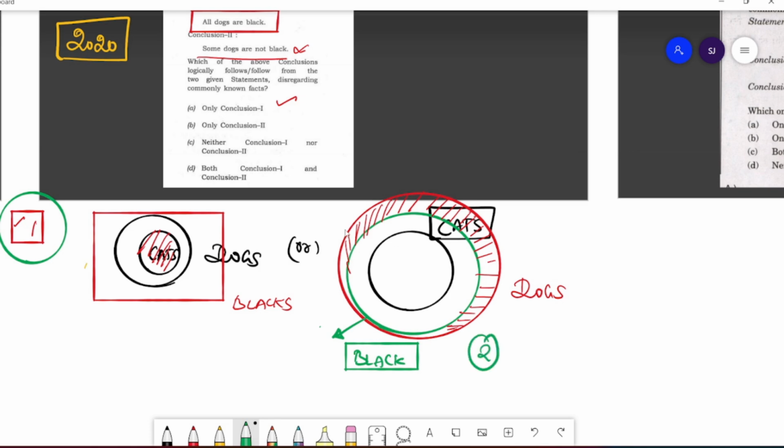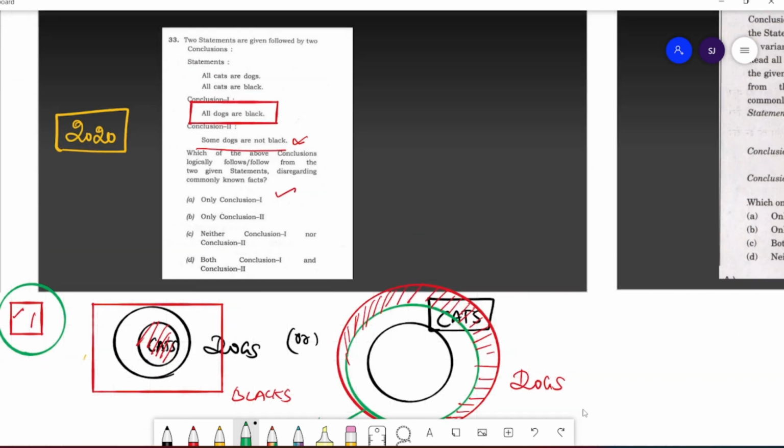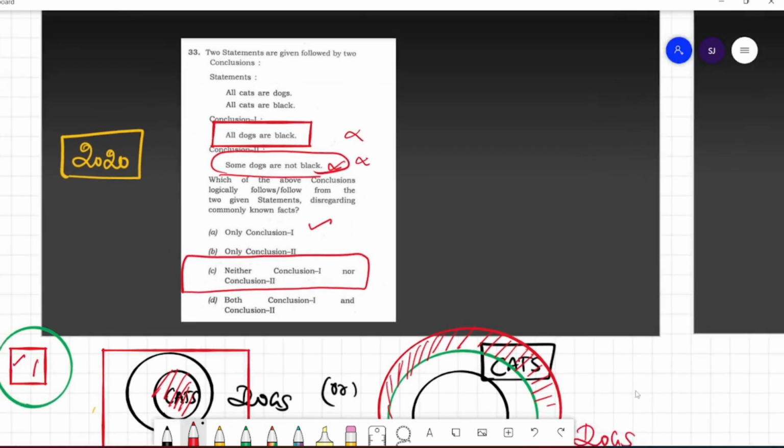So if I may add here, only after concluding in both these diagrams should you say conclusively that the statement holds. And already, if you think about it, this "some dogs are not black" did not add up in the first diagram. So both these statements cannot be added together, and the conclusion reads neither conclusion 1 nor conclusion 2. And if you think about it, this is a logical exam.